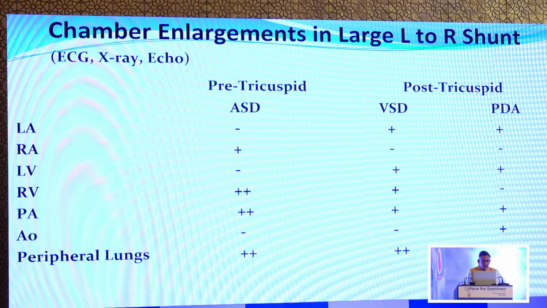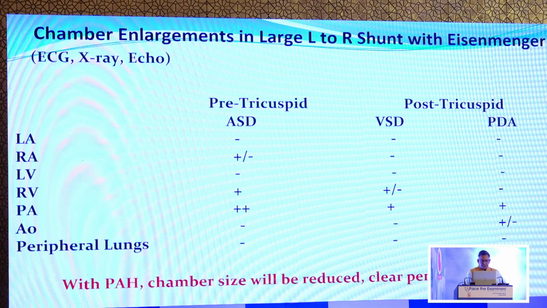And then peripheral lungs are again plethoric. That is what will tell you whether there is an increased flow or not. Peripheral one-third of lung perfused: large shunt. Not perfused: small shunt. And what will happen with Eisenmenger?